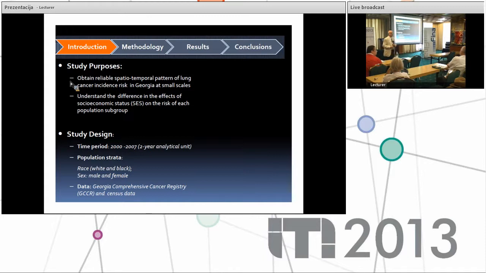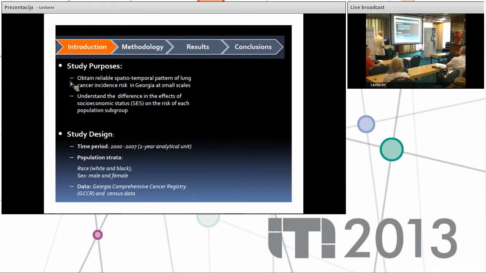Yes, it's not just the number, but you have to look at the rate, right? The standardized incidence rate of disease per given population. So you have to have the population counts as well.